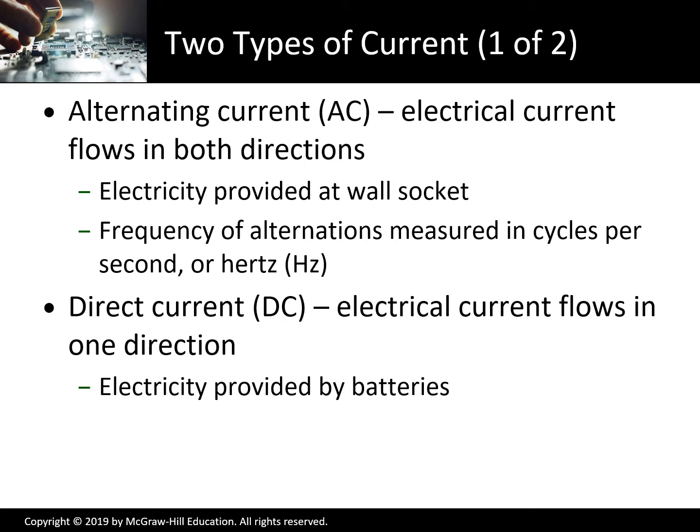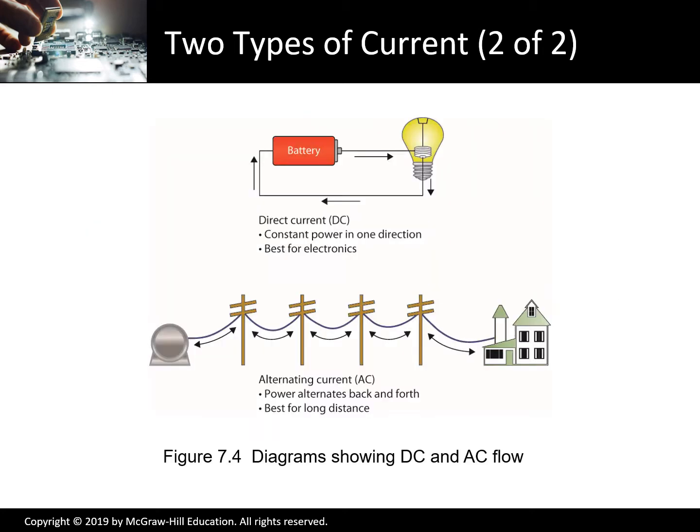So AC is generated by turning a big bundle of wire in a magnetic field. Direct current is a direct flow. It's used by batteries, solar power, etc. Now, the way this works: direct current goes one way all the time. Alternating current goes back and forth at 60 cycles per second.